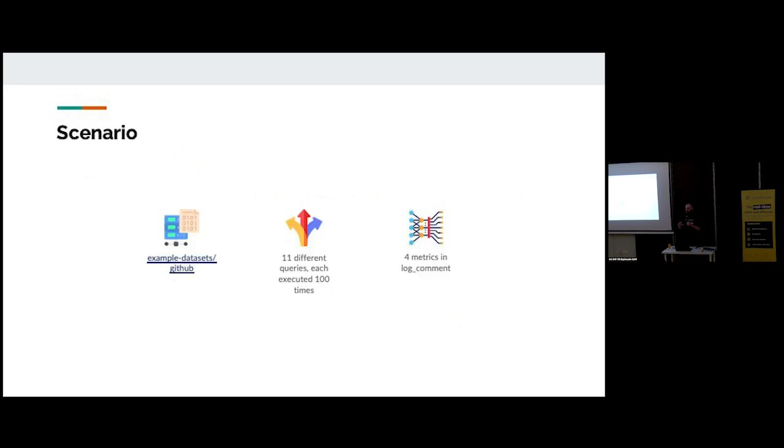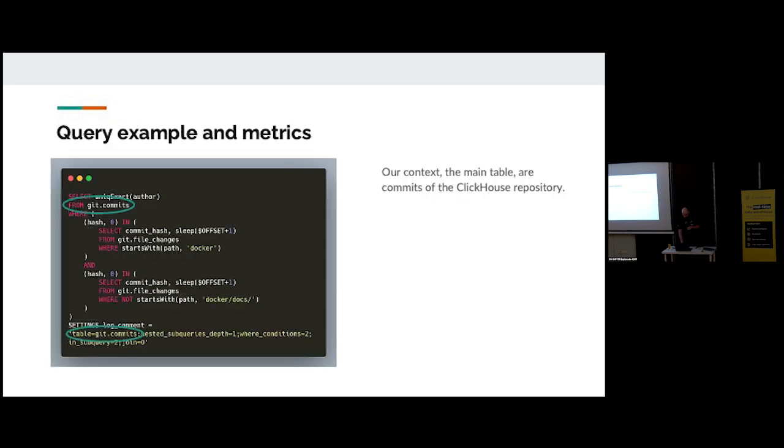In that scenario, what I used is all the commits of the ClickHouse repository. It's a dataset provided by ClickHouse. I built manually 11 queries, some being optimized, mostly non-optimized. And I took 4 metrics in log comment to help me to find what might be an optimized or not query.